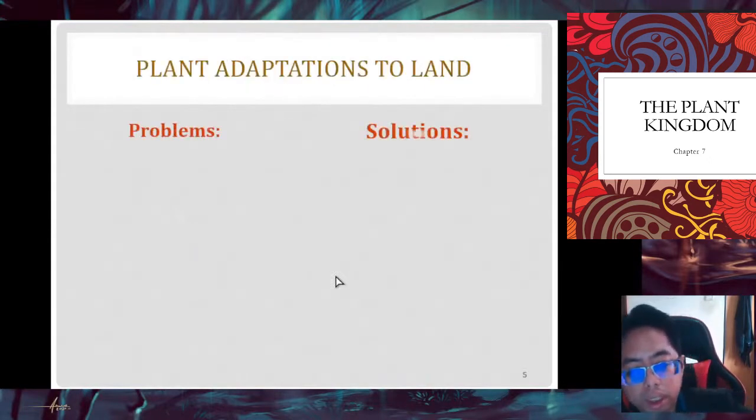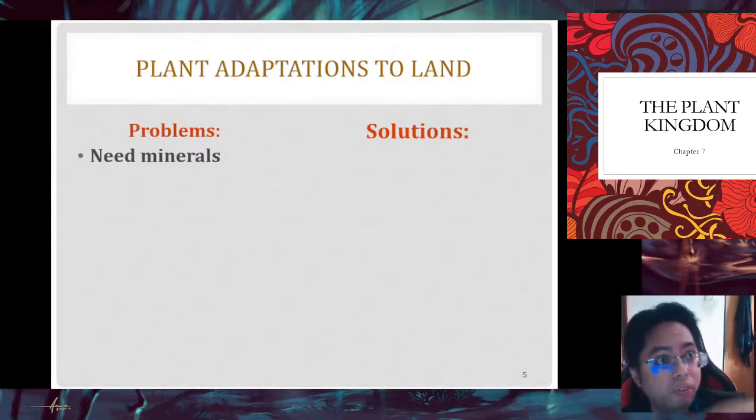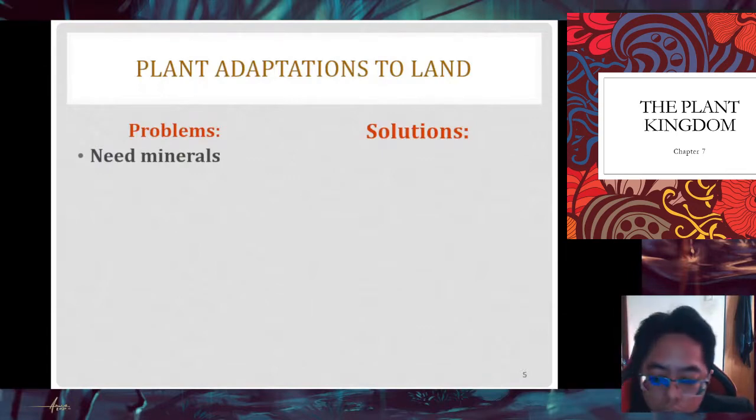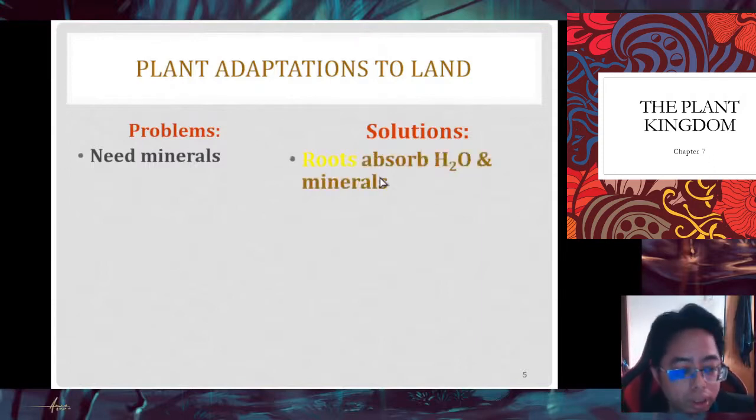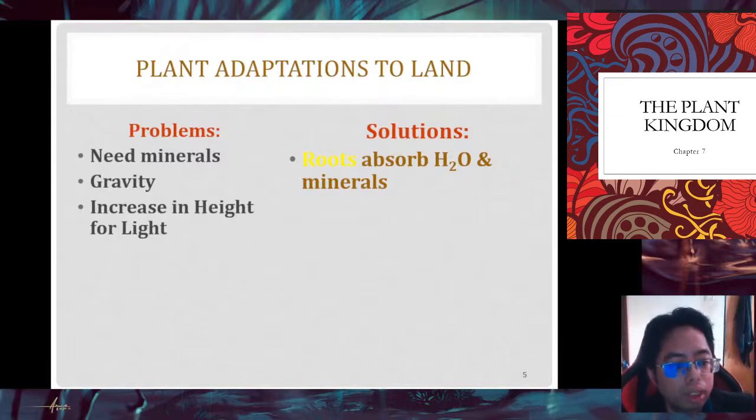Okay, so on land, plants still need minerals. But in the water, minerals are all floating inside the water, because minerals are aqueous. They are also hydrophilic because they're ions. But how do they get minerals on land? They have roots, so roots will absorb the water and minerals. Then there's gravity, and also the need to increase in height for light. Gravity will pull everything down.